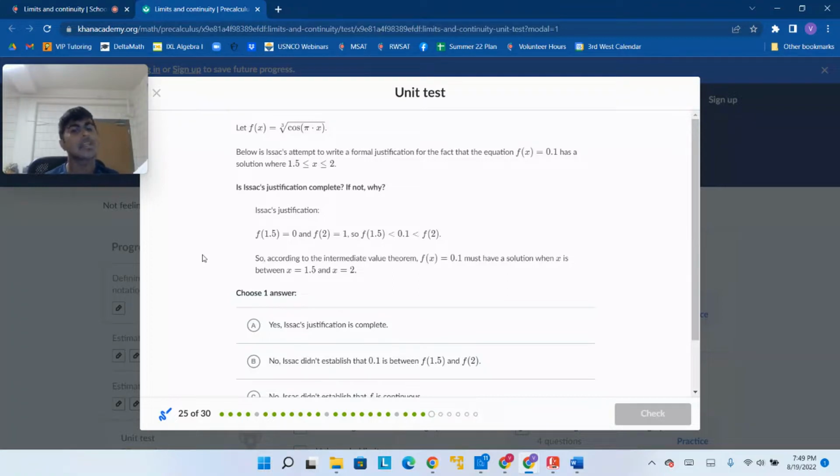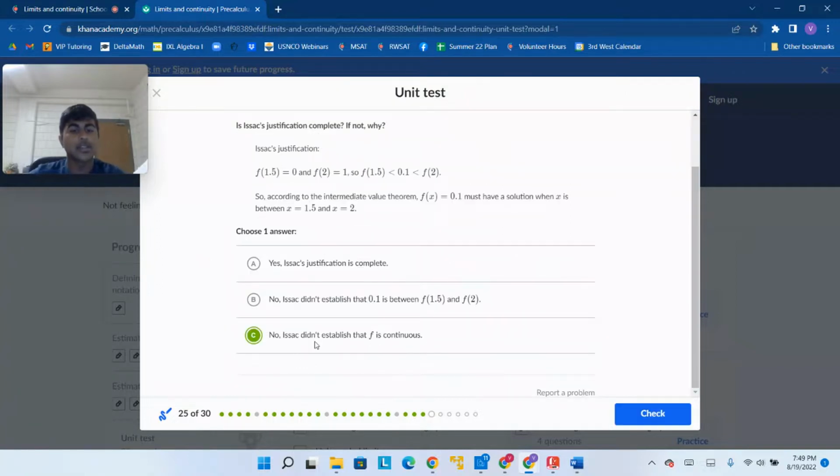Well, that seems like it's good, but he didn't mention that the function's continuous, right? This only works if it's continuous. If it's not continuous, you could jump and skip anything in the middle. He didn't establish that it was continuous. That was his issue, and that's our answer.